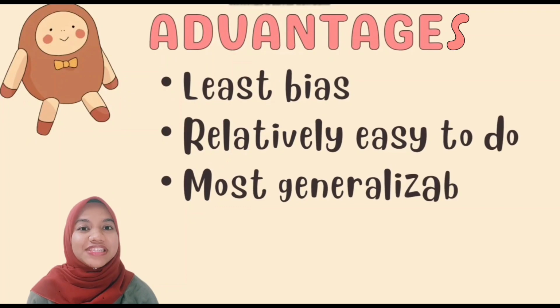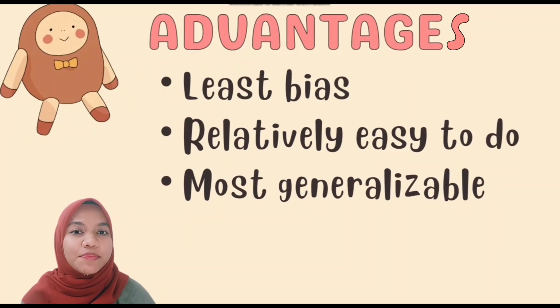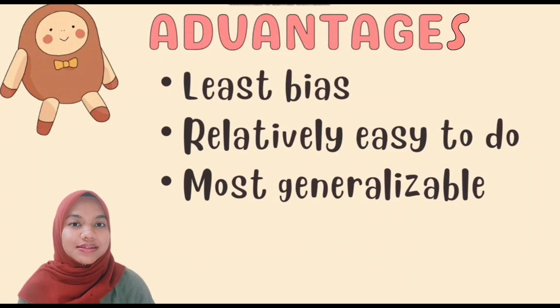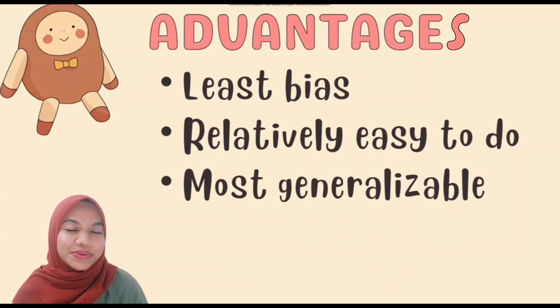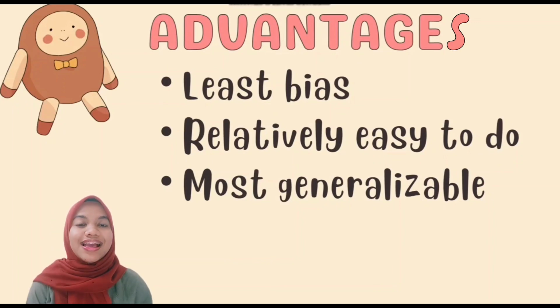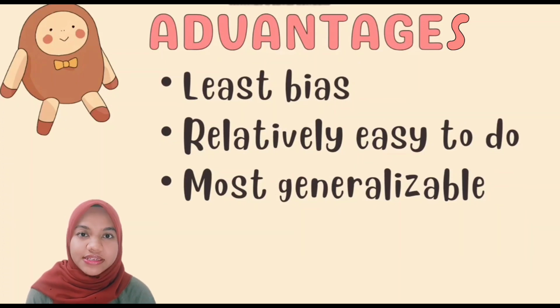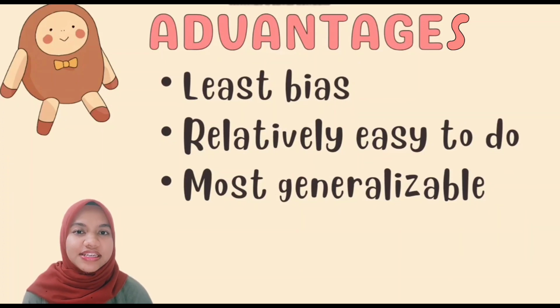The advantages of simple random sampling: first, least bias. Each individual has the same probability of being selected. Secondly, it is easy to do. This method is less complicated than the other methods. Lastly, simple random sampling is the most generalizable method. By using this sampling method, we can make generalizations about a population.